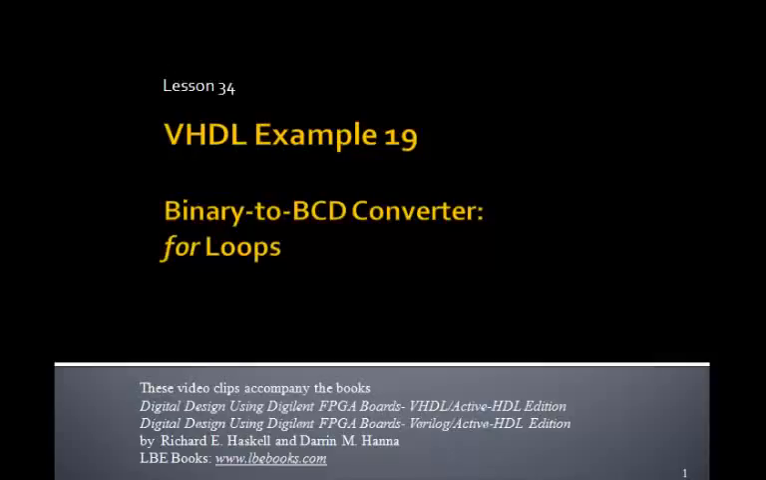This is lesson 34, VHDL example 19. In this example, we'll design a binary to BCD converter for any number of bits in the binary number. And to do this, we'll use for loops.